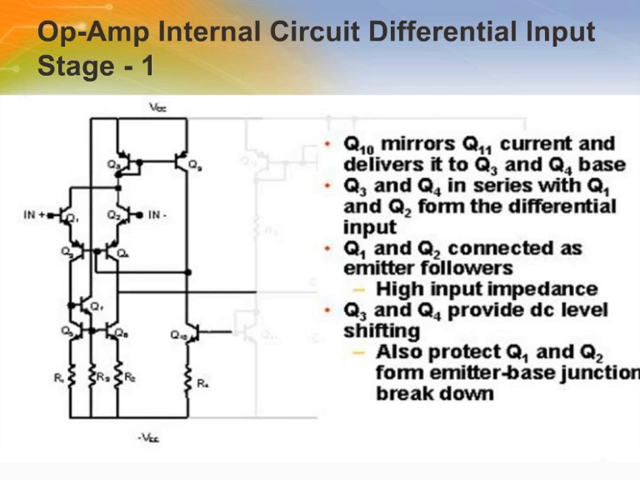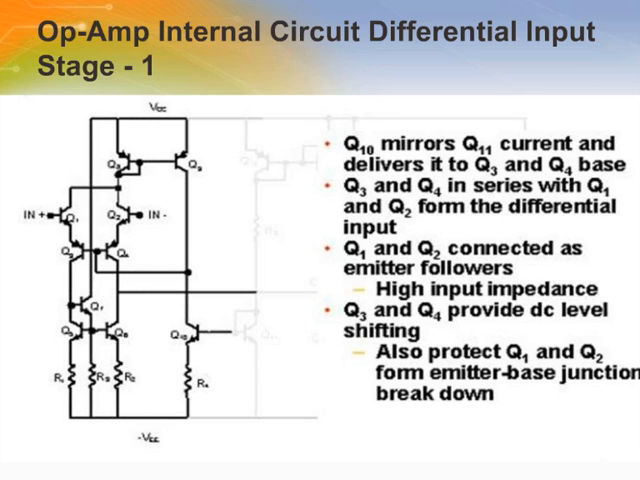The next stage is the differential input stage of the amplifier. The current at the base of Q11 is mirrored to the base of Q10. This current is then delivered to the base of Q3 and Q4. The differential input stage consists of Q1 and Q2 in series with Q3 and Q4. Any differential signal across either one of these inputs will flow current through the input stage and then to Q8 and Q9. Q1 and Q2 are connected as emitter followers. This provides the high input impedance that the input stage, and eventually the operational amplifier, needs.